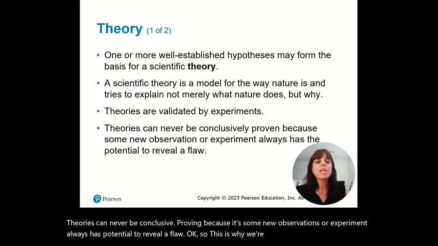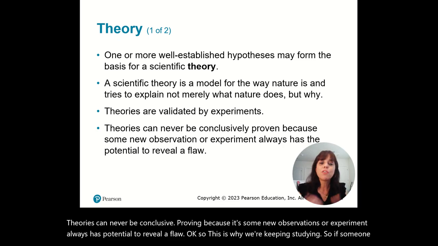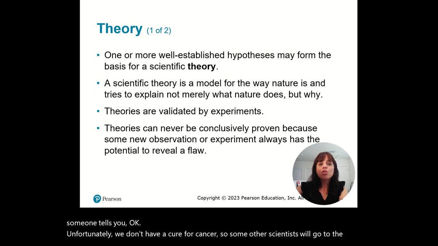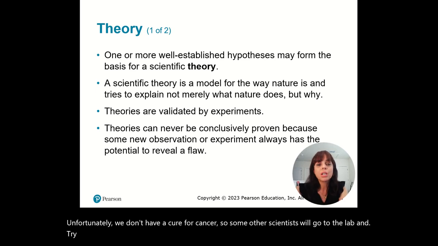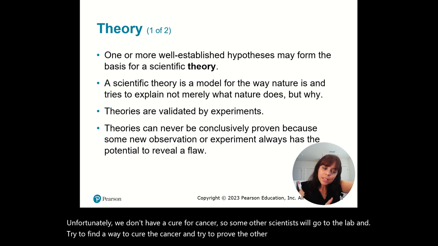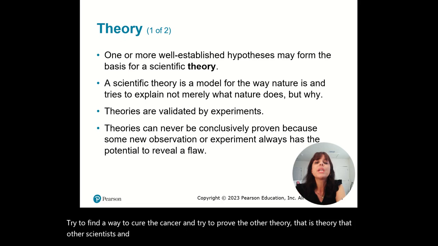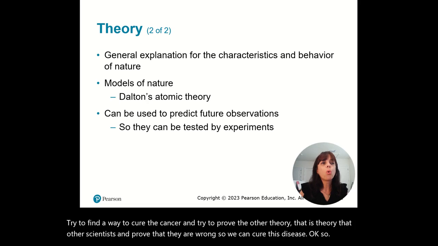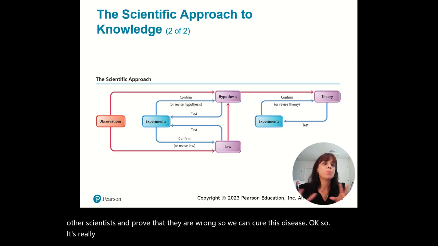So if someone tells you, okay, unfortunately we don't have a cure for cancer, some other scientists will go to the lab and try to find a way to cure the cancer, and try to prove the other scientists' theory wrong, so we can cure this disease. Okay, so it's really important to understand the difference between those.